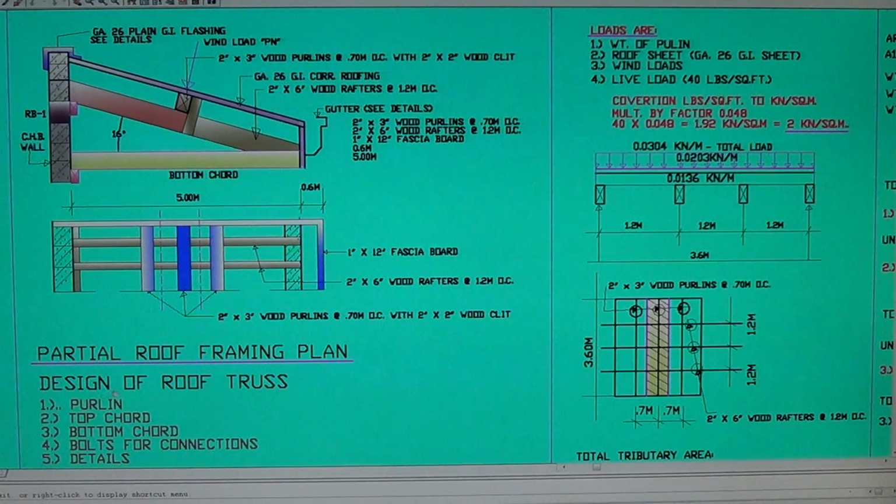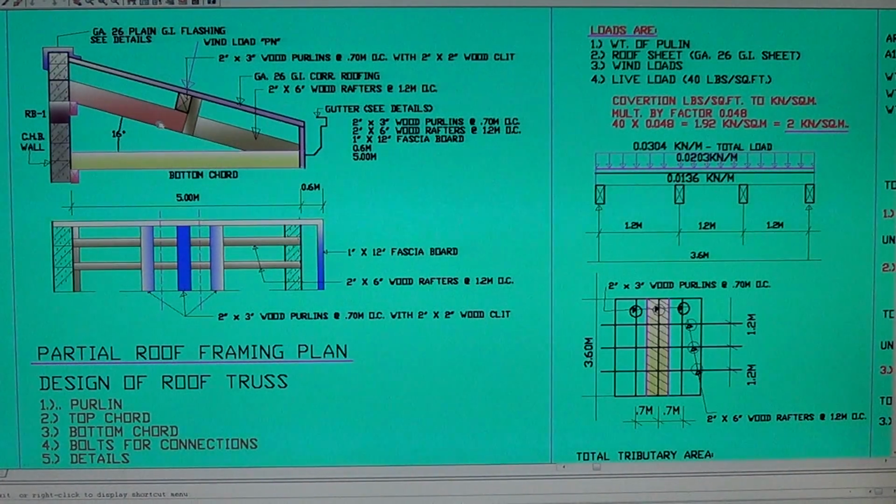Okay, this is the design of roof truss. Number one is purlin. Number two is roof truss structural member. Number one, purlin. Two is the top chord. Three is the bottom chord, and the bolts for connections, and the details. There's some of the details right here.